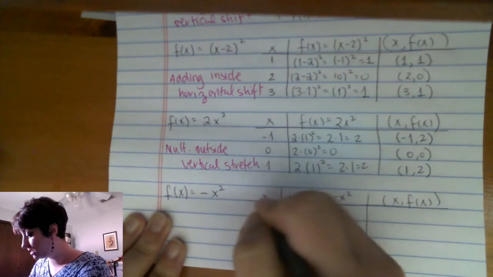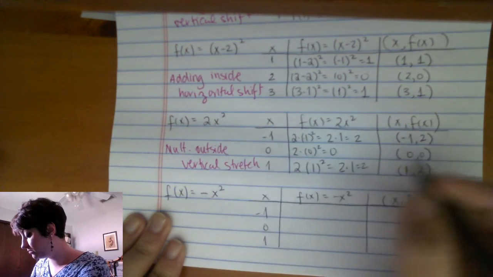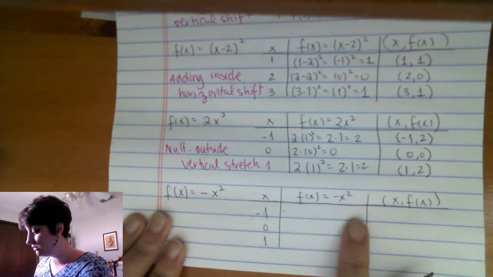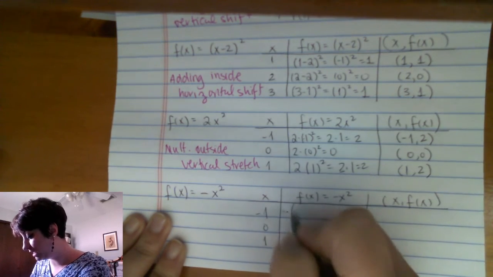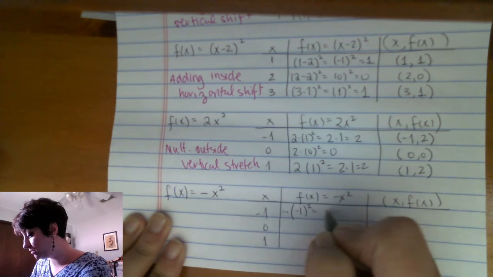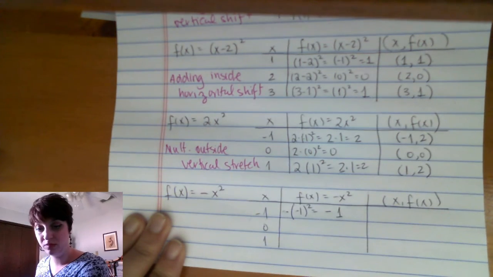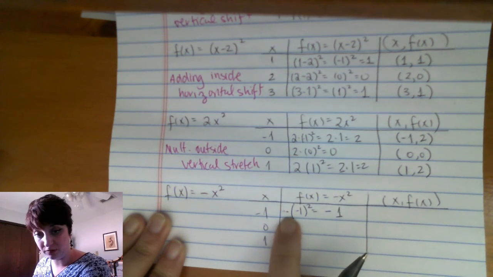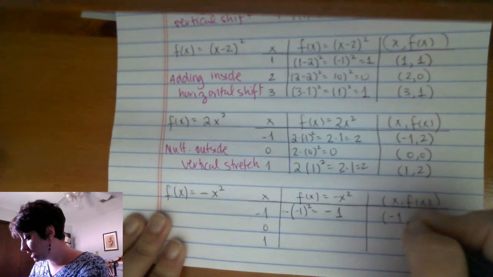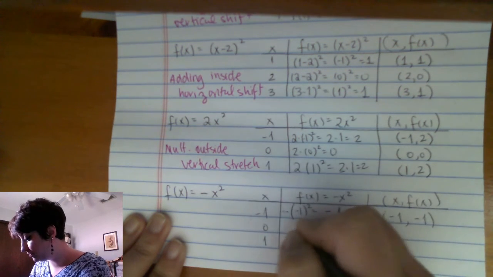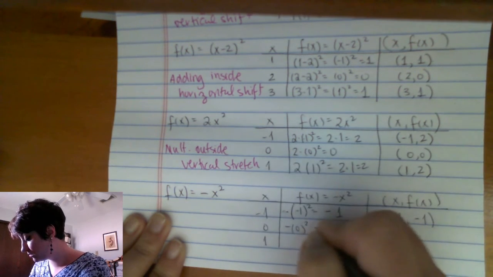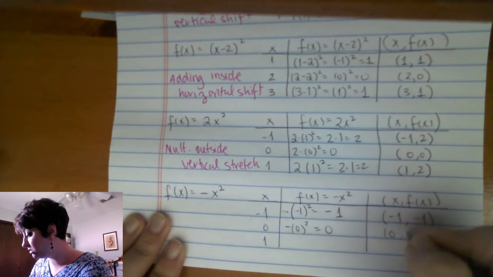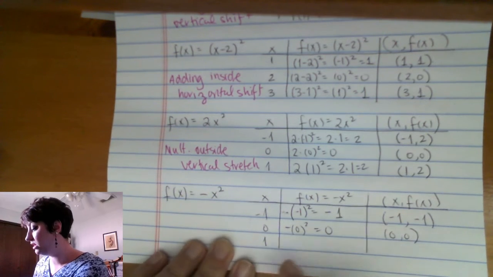Okay. So I'm going to pick the negative 1, 0, 1. So what happens? I have a negative on the outside of my x squared. So that means I do negative 1 squared, which is 1. So I still did the square. After I squared, then I hit it with a negative on the outside. So in went negative 1, out came negative 1. Negative 0 is 0, so this is still 0, 0.